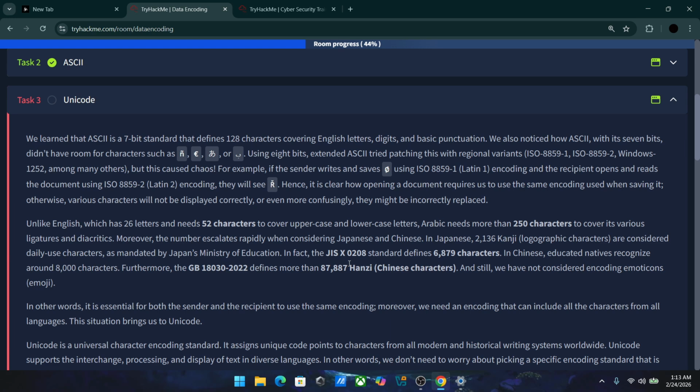For example, if the sender writes and saves using ISO 8859 Latin 1 encoding, and the recipient opens and reads the document using Latin 2 encoding, they will see wrong characters. It is clear how opening a document requires us to use the same encoding used when saving it. Otherwise, various characters will not be displayed correctly, or even more confusingly, they might be incorrectly replaced.